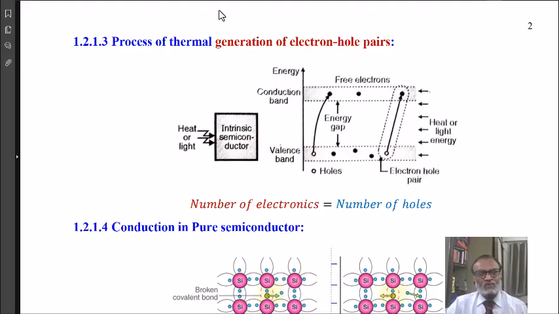So whenever one electron is removed from the atom, it generates two particles. One is the free electron in the conduction band and a positive charge tendency called hole in the valence band. These two particles, that is hole and electron, take part in the conduction if external field is applied across the semiconductor.